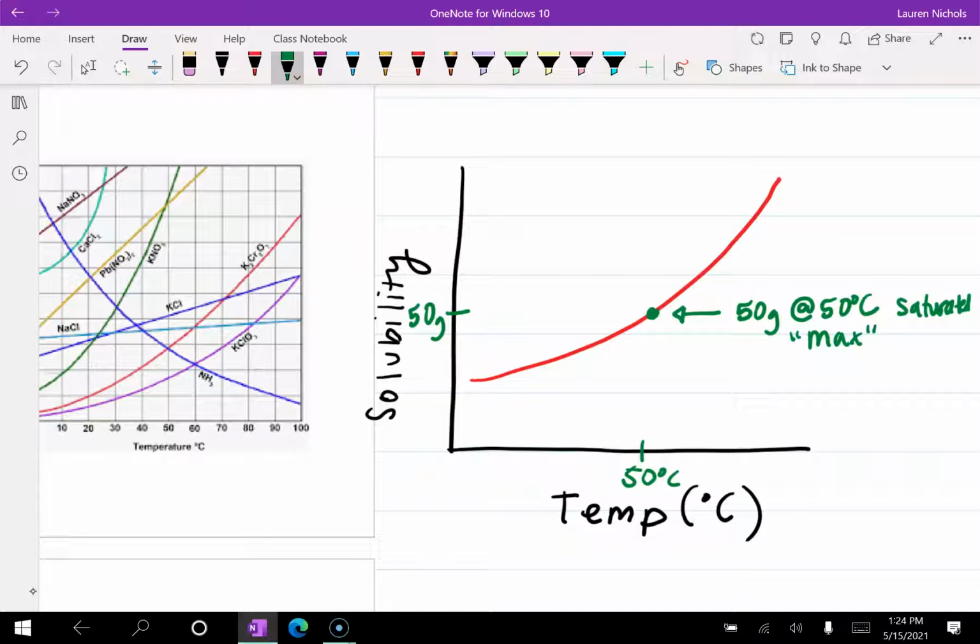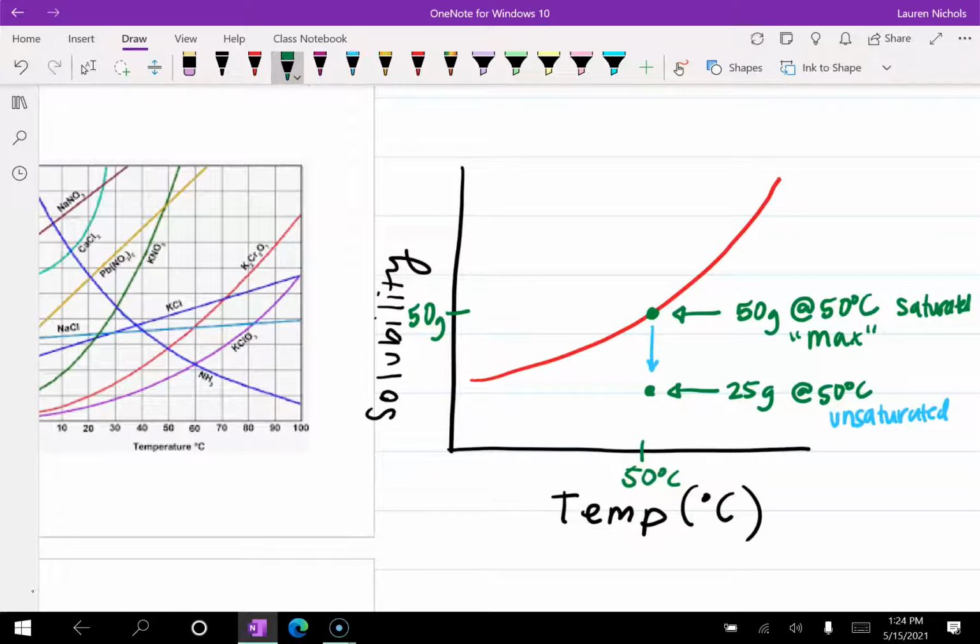So that means if at the exact same temperature, I only have, let's say, 25 grams at 50 degrees Celsius, it's under the curve, like it's under this point. And so that helps us remember that it's an unsaturated solution. So under the curve, unsaturated.